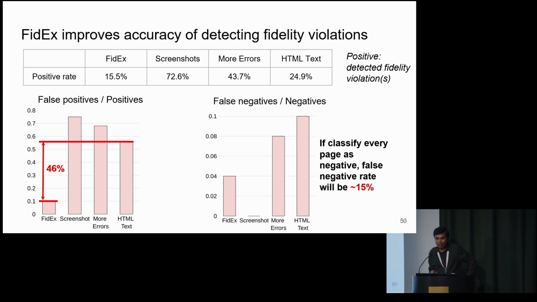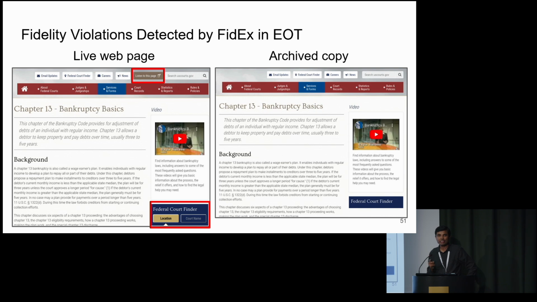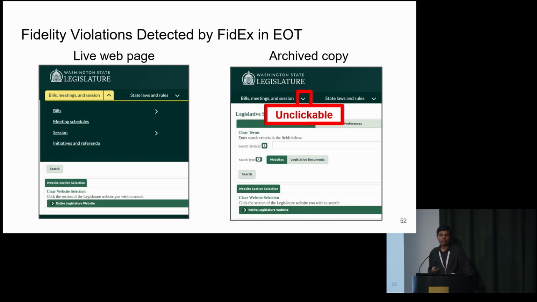So I have 1.5 minutes, so let me use this time to quickly show you some examples. On the End of Term collection, we see examples like this where there are elements on the page which were captured while crawling but are missing during replay. As I also hinted at the beginning of the talk, there are also examples wherein there are some menu bars which work in the original page but don't work while replaying.